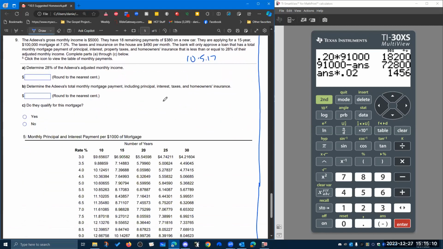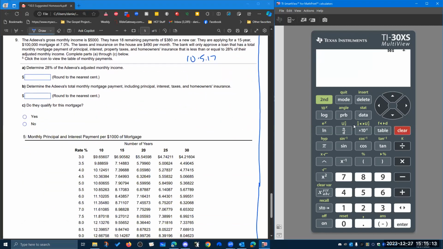Now let's look at this last problem down here. The Adivas' gross monthly income is $5,000. They have 18 remaining payments of $380 on a new car. So we're going to take that off so we can find their adjusted monthly income. So 5,000 minus 380 is 4,620.